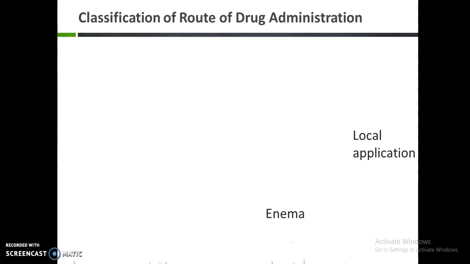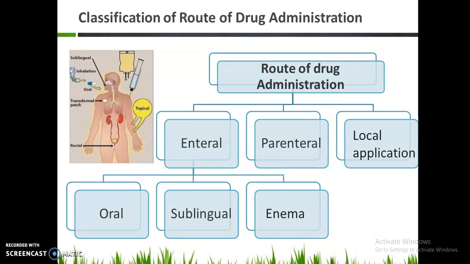Okay. Next point will be the classification of the route of administration of the drug. Firstly, see the diagram, and also there are mainly three types of route of administration of the drug: enteral, parenteral and local. Enteral means oral, through which the drug is administered orally. Next is sublingual. It is also a type of oral, but in the sublingual route, we take a tablet or drug under the tongue.